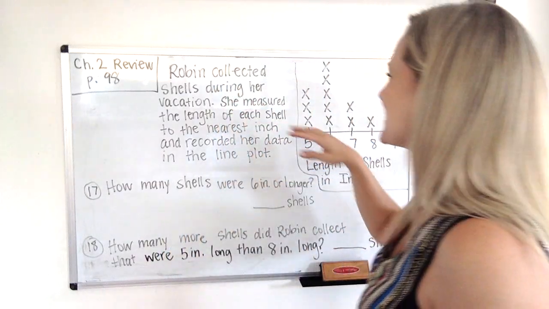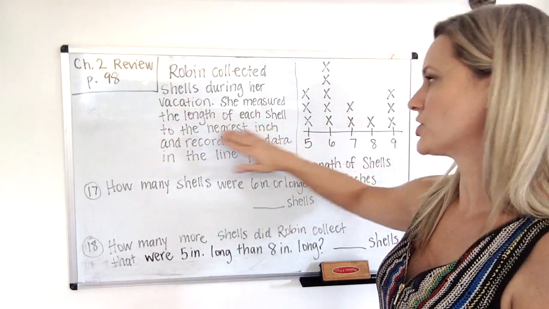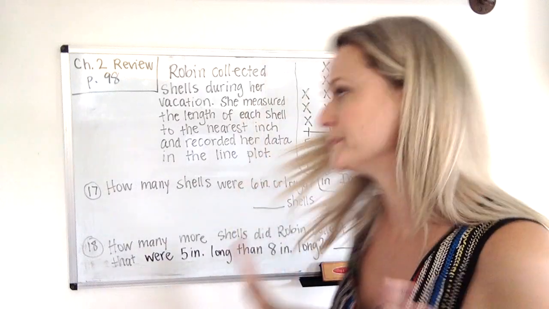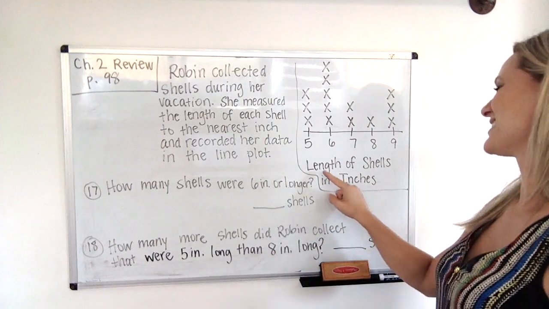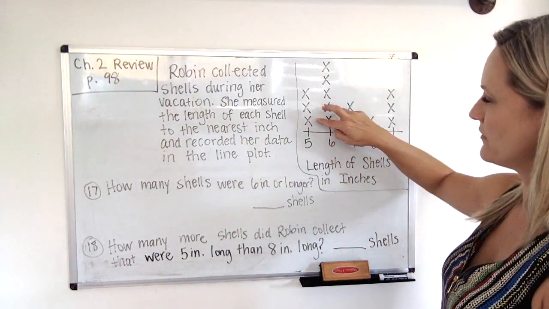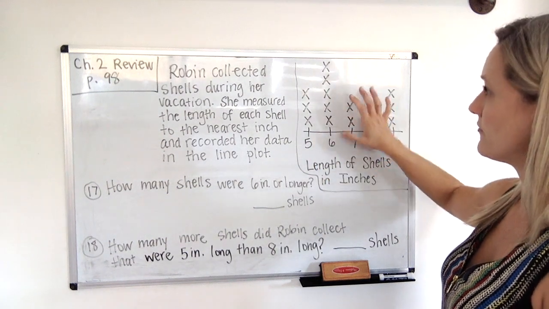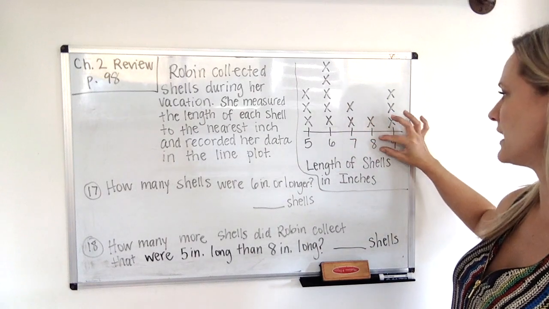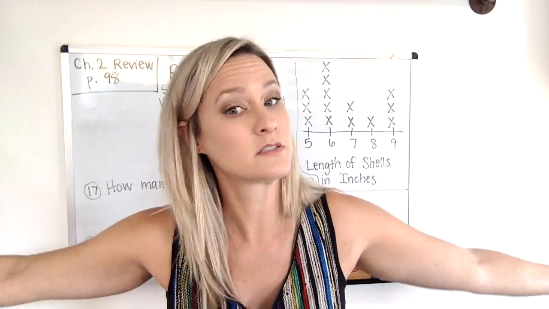Line plot. So there's my line with the X's, right? Okay, so Robin collected shells during her vacation. She measured the length of each shell to the nearest inch and recorded her data in the line plot. Okay, cool. So here's our line with our plots. Don't forget. Okay, so it says length of shells in inches. So she found 3 shells that were 5 inches. 1, 2, 3, 4, 5 shells that were 6 inches. 2 shells that were 7 inches. 1 shell that was 8 inches. And 3 shells that were 9 inches. Okay? All right, so far, so good.